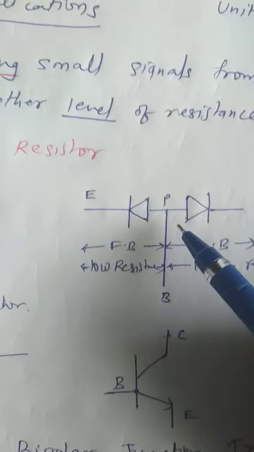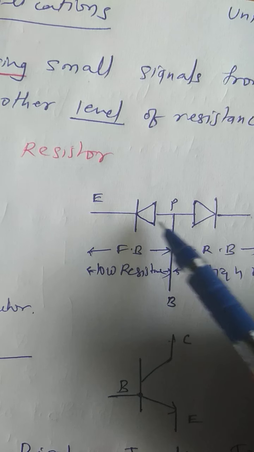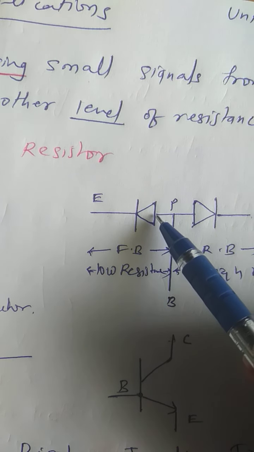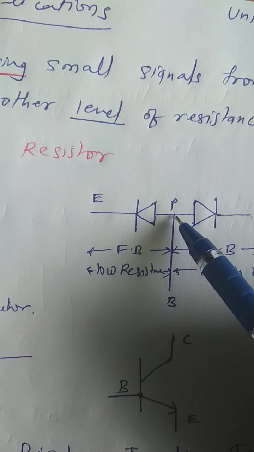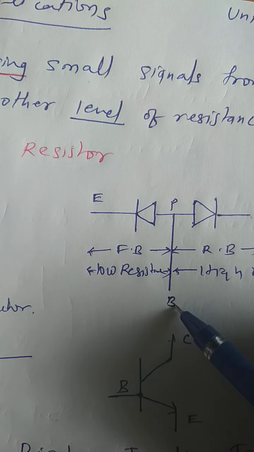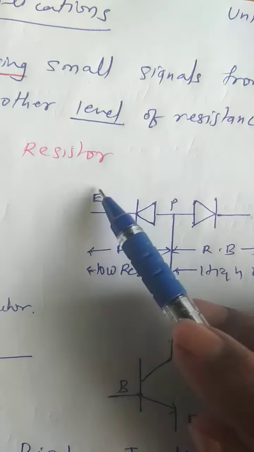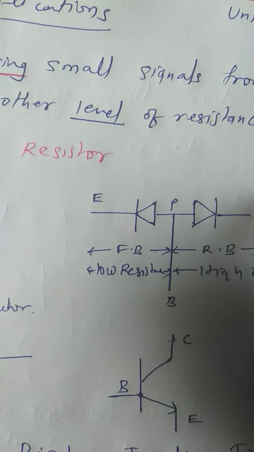It can be observed in the form of diodes. So we have 2 diodes connected back to back. Both the P regions are forming one node, which we call the base. This is the PN junction we have, and we have an emitter terminal and a collector terminal.